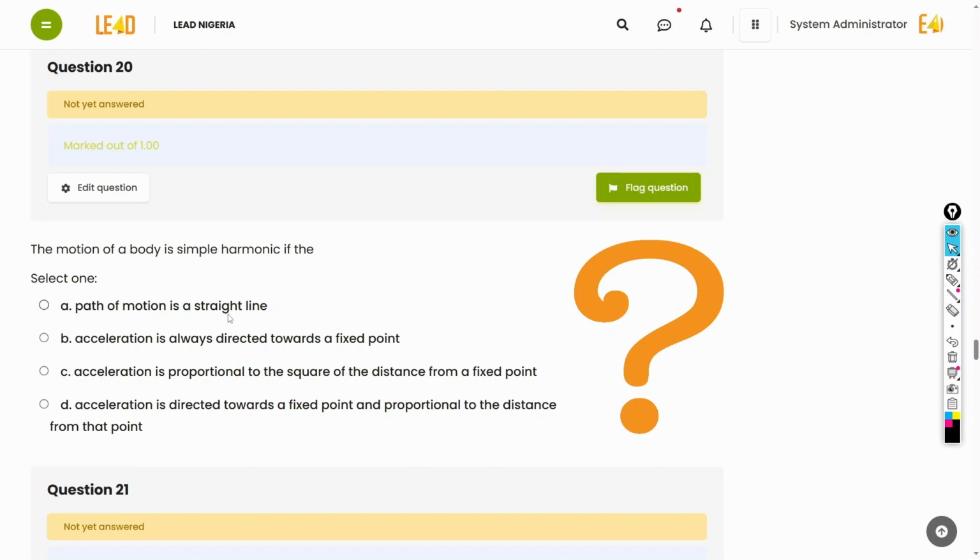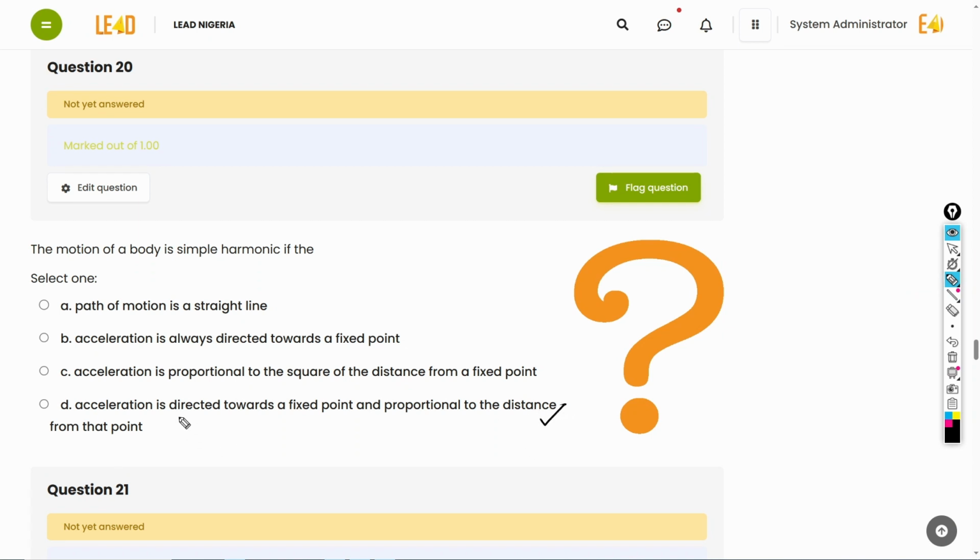20. The motion of a body is simple harmonic if: part of the motion is a straight line, not necessarily. Acceleration is always directed towards a fixed point, true, but not completely true. Acceleration is proportional to the square of the distance from a fixed point, not true. Acceleration is proportional to the distance from that point. All right, so good. So the correct answer is D.